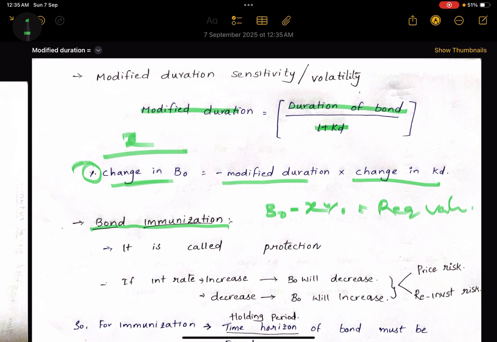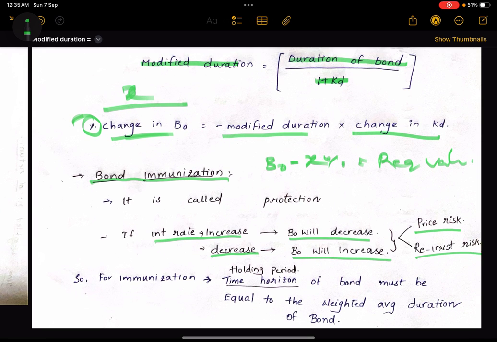Bond immunization. In bonds, there are two risks majorly: one is price risk and one is investment risk, reinvestment risk. Because of that, the bonds are somehow affected by risk, right? When interest rate increases, bond rate will decrease. Interest rate decreases, bond rate will increase. So for protecting from those risks, there is a concept called bond immunization. What is bond immunization? The holding period of the bond must be equal to the weighted average duration of the bond, right?